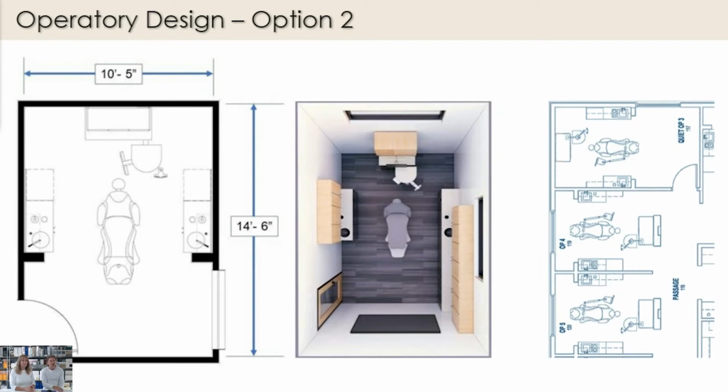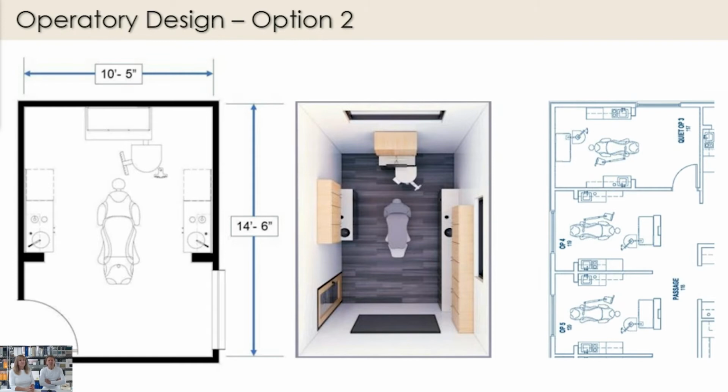There are things that don't meet code that you can do in the middle of the night and hope you get away with it. We're not encouraging that. But the short answer is this is the easiest, probably the cheapest, most cost-effective way. So our 10'5" wide operatory holds, but now we've got to increase the depth to about 14.6 to get adequate clearance to come in at the foot end of the room.